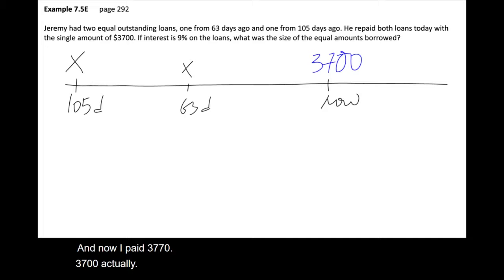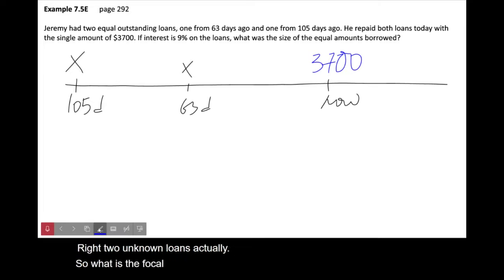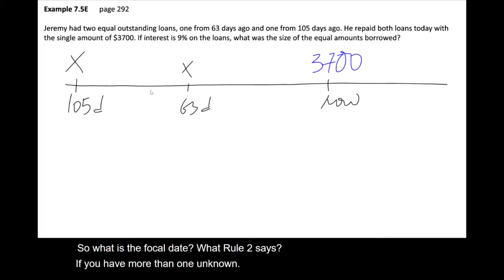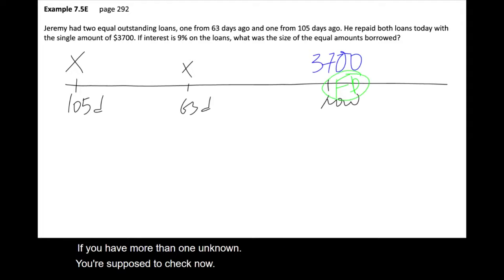So here we have two unknown payments, right? Two unknown loans, actually. So what is the focal date? What does rule 2 say? If you have more than one unknown, you're supposed to check now, right? So that's your focal date.